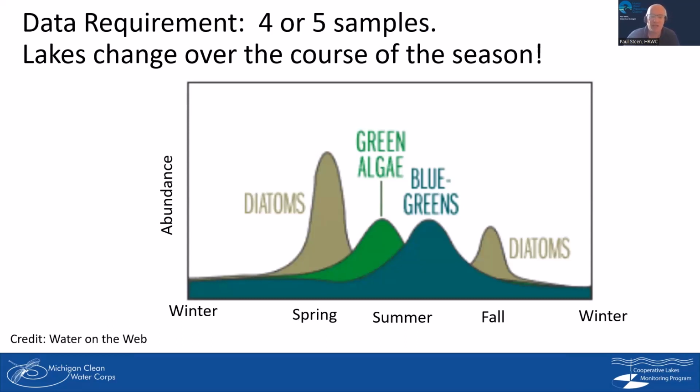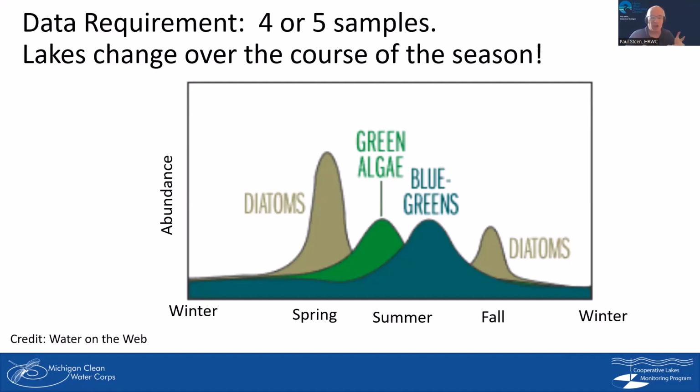And the reason we ask for that many is because just like with SecuDisc, these levels will change over the course of the summer. So different things are happening in the algae community over time. In the spring, we'll often have peaks of diatoms, which is a particular kind of algae, because the lake is turning over. That brings up nutrients and silica, most importantly, which goes into their cell walls, and that's when the diatoms bloom and do very well.